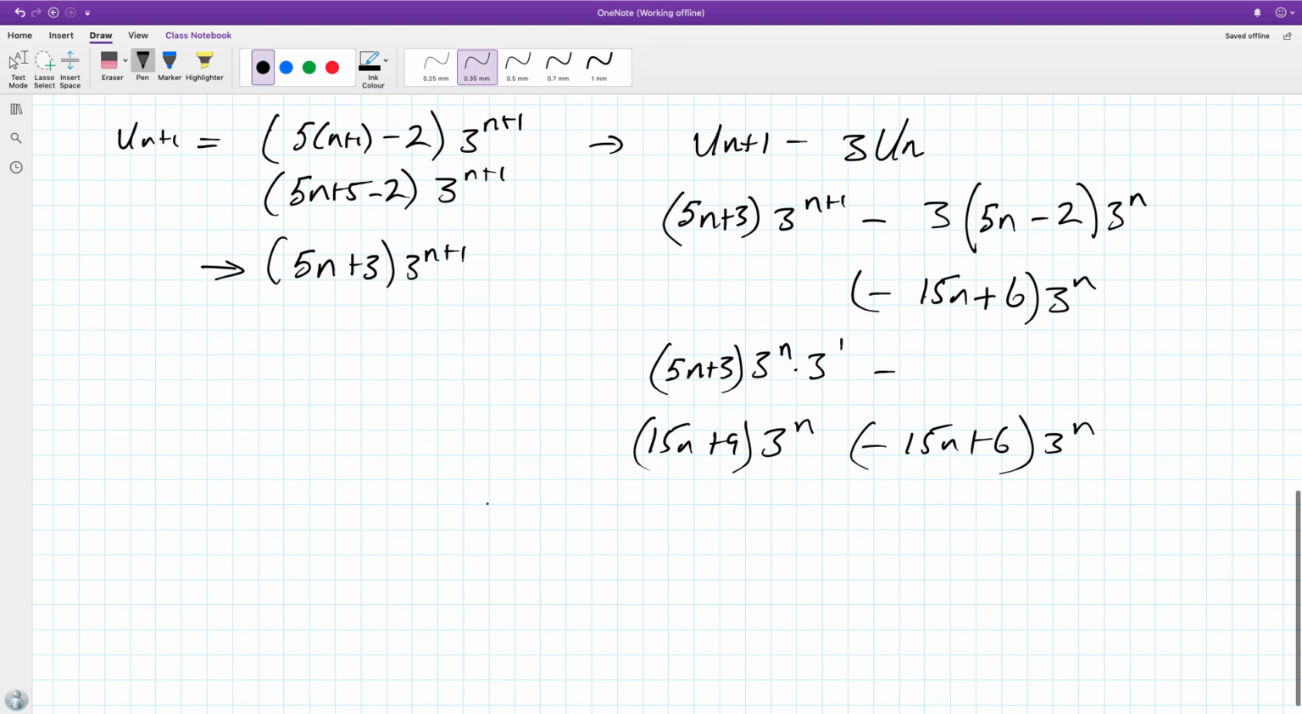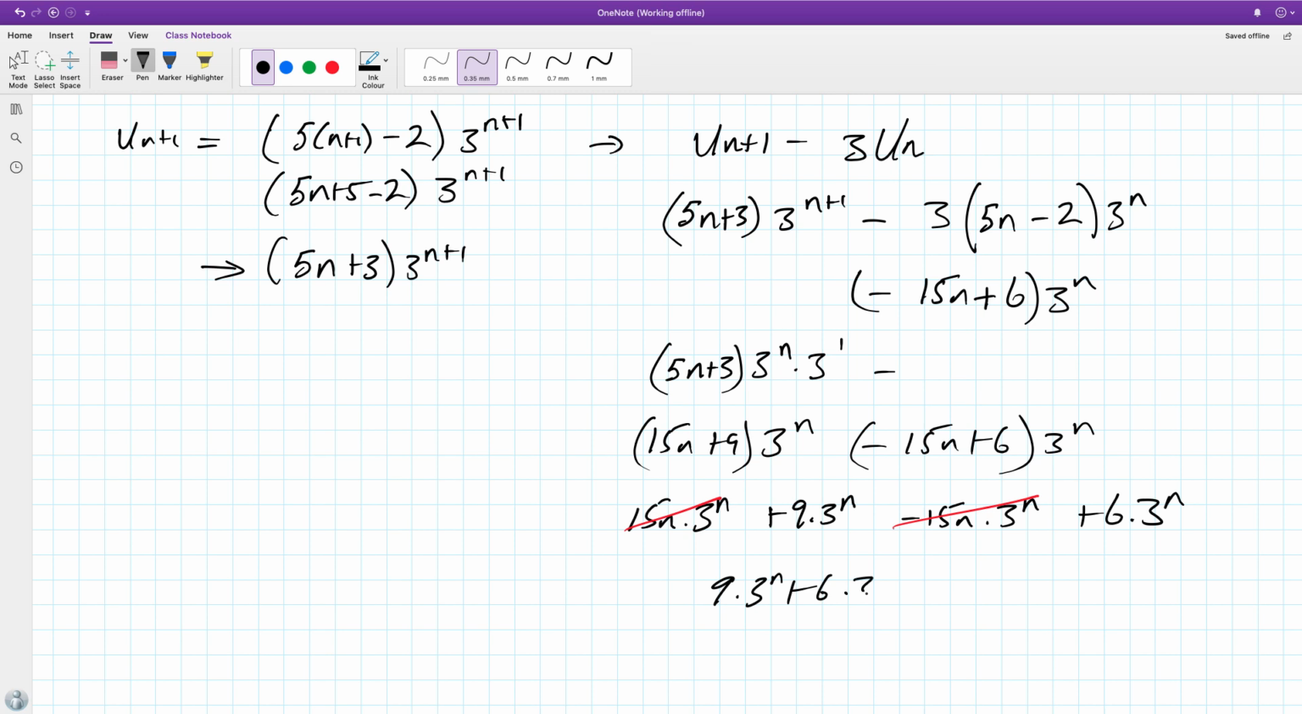You can break it up into 15n by 3 to the power of n plus 9 by 3 to the power of n, minus 15n by 3 to the power of n plus 6 by 3 to the power of n. We all happy with how I broke that up? What's going to happen here? 15n by 3 to the power of n is going to cancel. And I'm going to be left with 9 by 3 to the power of n plus 6 by 3 to the power of n.